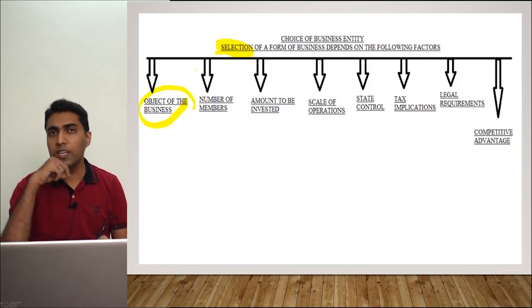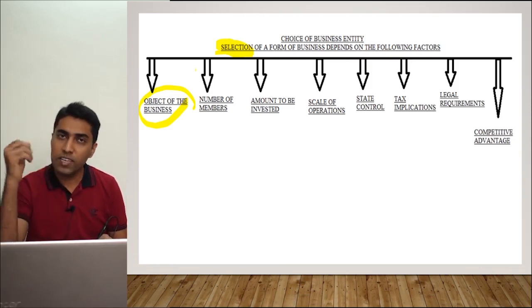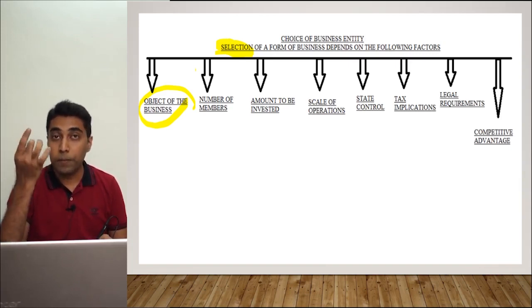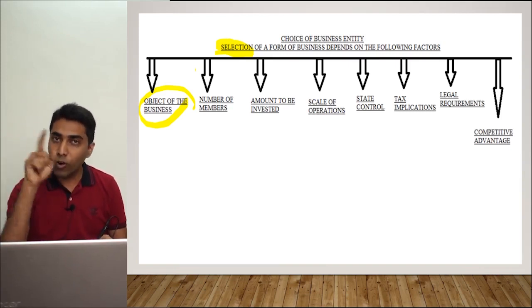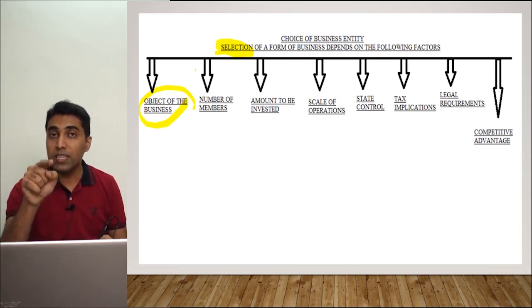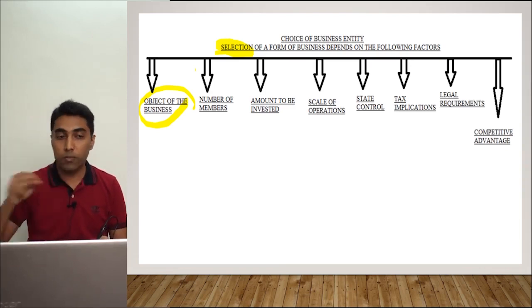So before that, you tell me, what are the different kinds of business entities? Yes, you know very well: proprietorship, partnership, private company, LLP, public company, correct? These are the forms of business. But before you start, what should be in the mind of you, the business entrepreneur, the founder? So these are the points.